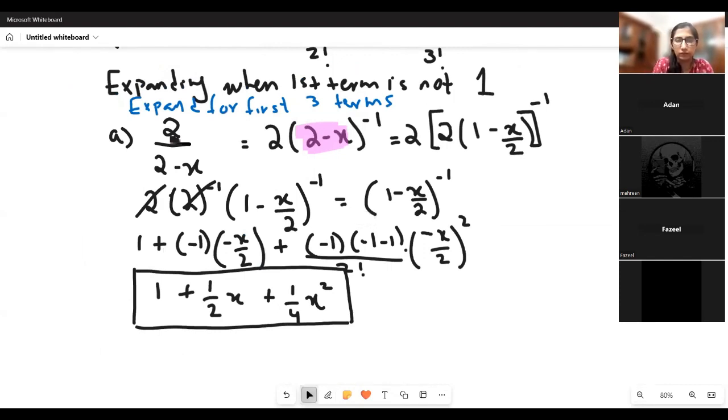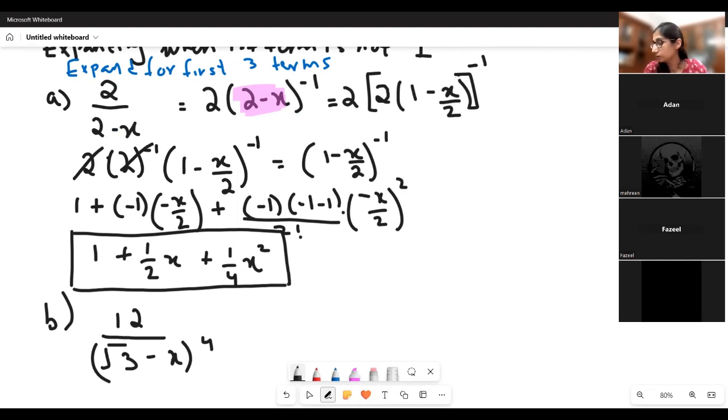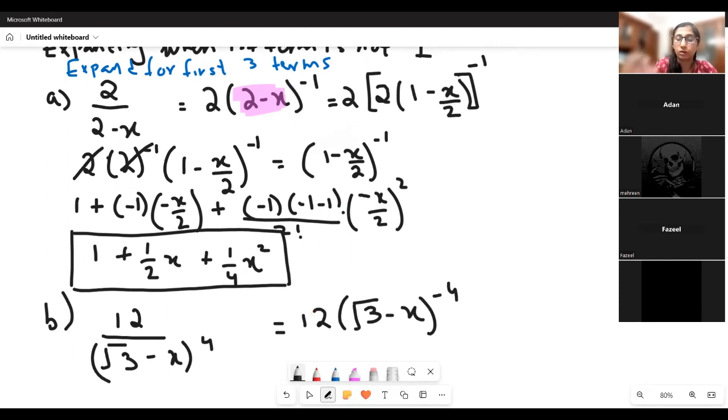Next is 12 upon square root of 3 minus x power 4. Okay. Same question, expand for the first three terms. So take the denominator up. So that's going to be 12 under root 3 minus x power minus 4.